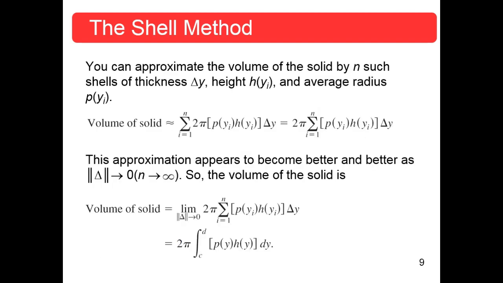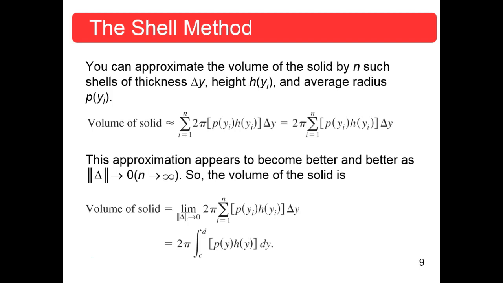So you can approximate the volume of the solid by n such shells of thickness delta y, height h of y sub i, average radius p of y sub i. So the volume of the solid will be the summation of all those. The 2 pi can come out front, which is what they do. And then it's the summation from i equals 1 to n, p is a function of y, h is a function of y, times your delta y.